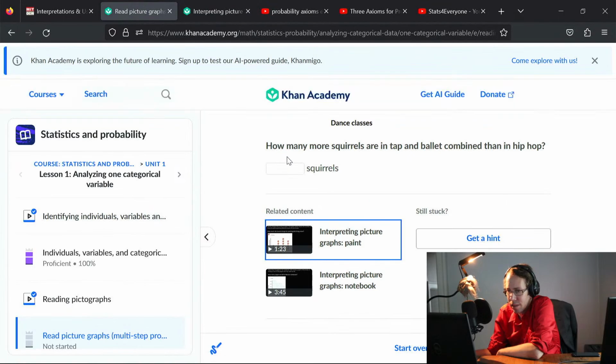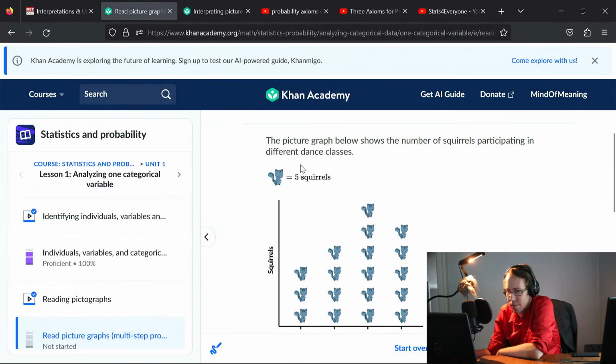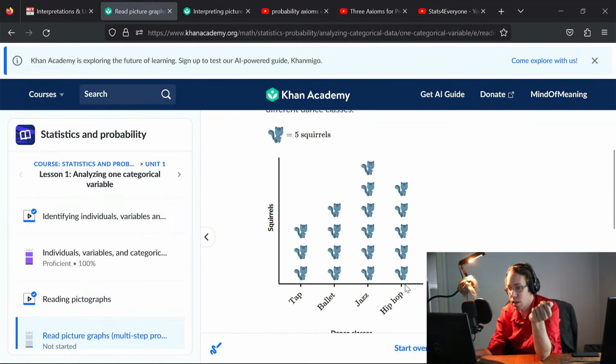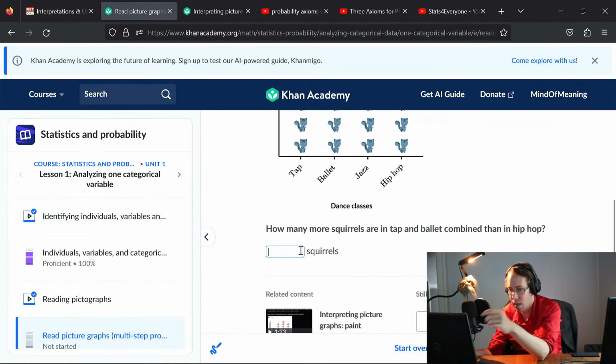Okay. Stop flickering. Okay, so one little symbol equals 5 squirrels. Wow, that totally flew over my head. Okay, so this is actually 25 squirrels. This is 20 squirrels. This is 15 squirrels. So 20 plus 15 is 35. That's 10. The answer is 10.